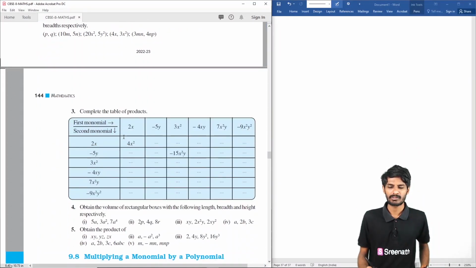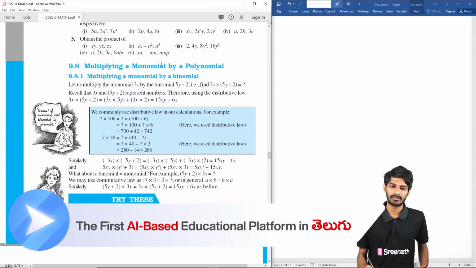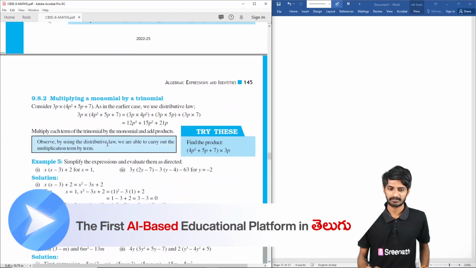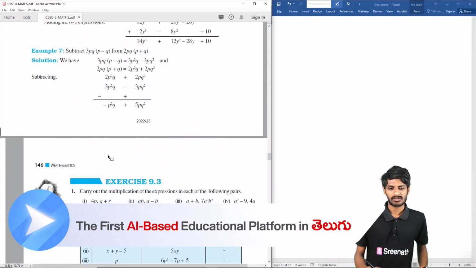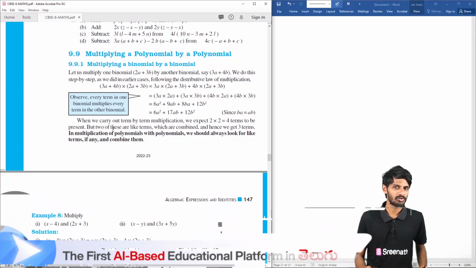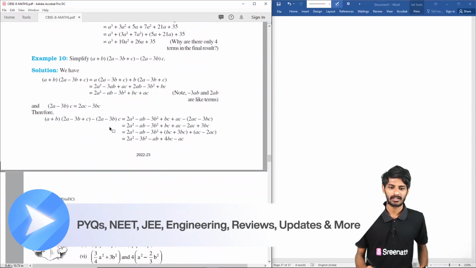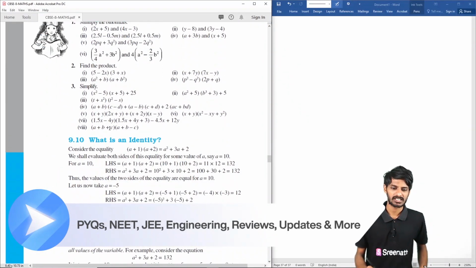And these are the examples we are going to solve. And monomial multiplied by a polynomial. So different types of multiplications: monomial by binomial, binomial by polynomial, polynomial by trinomial, all these kinds of things.